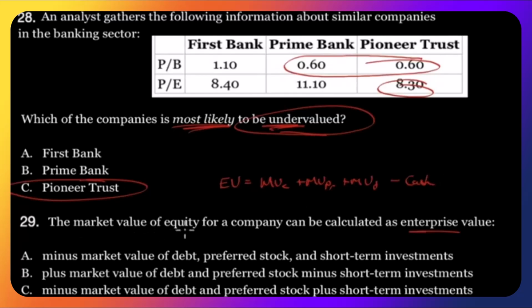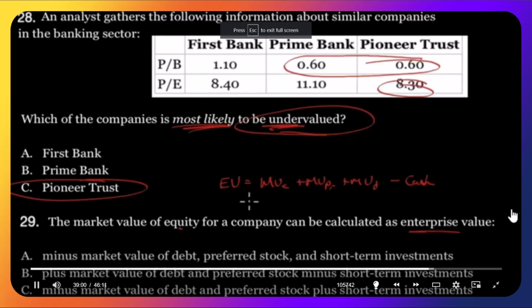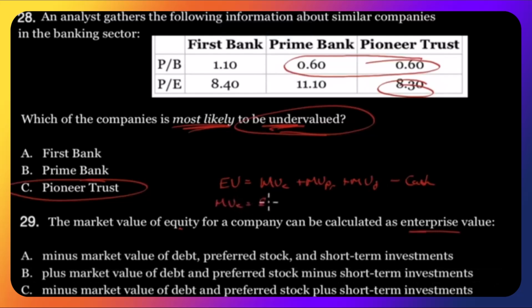So it's saying the market value of equity of a company can be calculated as enterprise value and a whole bunch of other stuff. So let's just isolate market value of equity. Market value of equity will be enterprise value minus market value of preferred minus the market value of debt plus cash. So all I did was I just moved all of this over to that side and then just flipped it so I could isolate market value of equity. Just basic algebra. I'm sure you'll get the same thing.